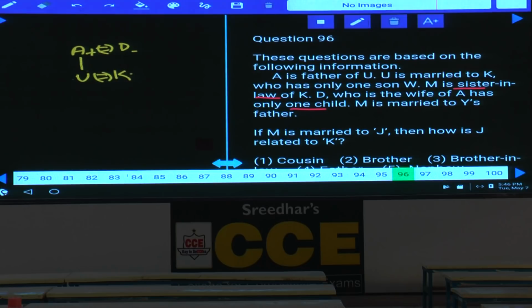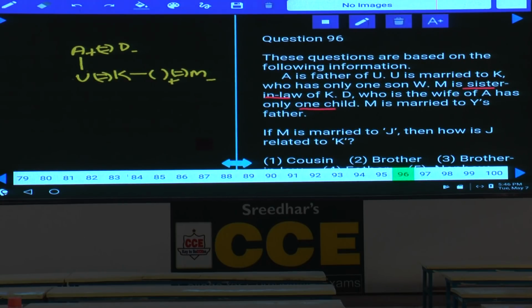If spouse's sister is ruled out, then what is the other thing left over here? Sister-in-law is brother's wife. That means K's brother is there, and the brother's wife is M. M is the sister-in-law of K. Done with this? A is the father of U. U is married to K. K has only one son, W. And M is the sister-in-law of K. K's brother's wife is M.